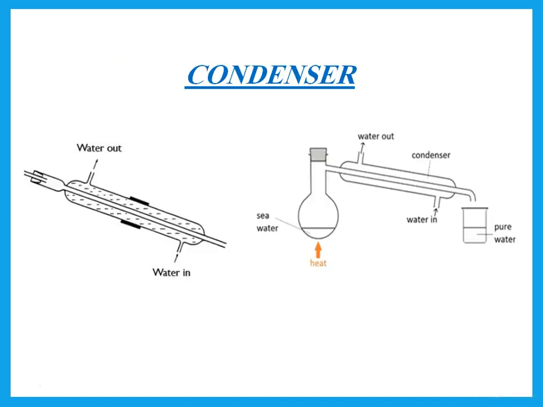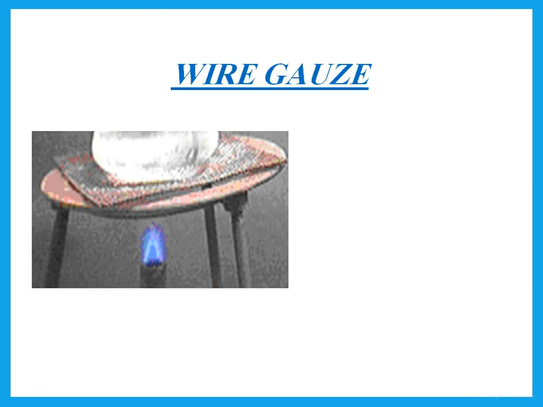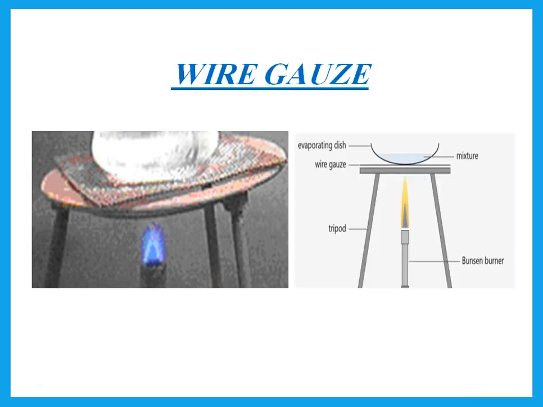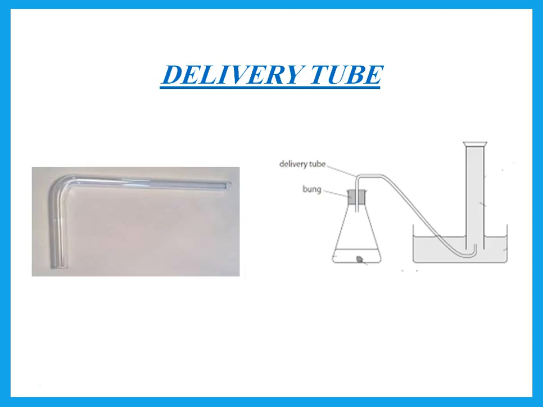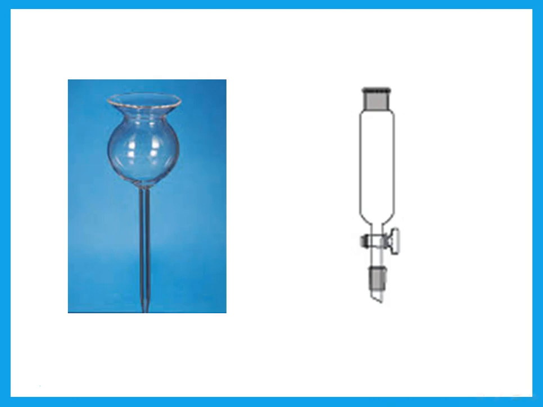This, of course, is a condenser. We use it in simple distillation or in fractional distillation. And that thing that we put the flask on is called the wire gauze. So this is what we put, whatever we're heating, it stands on the wire gauze. This is a delivery tube, just connects from one part of the apparatus to another.